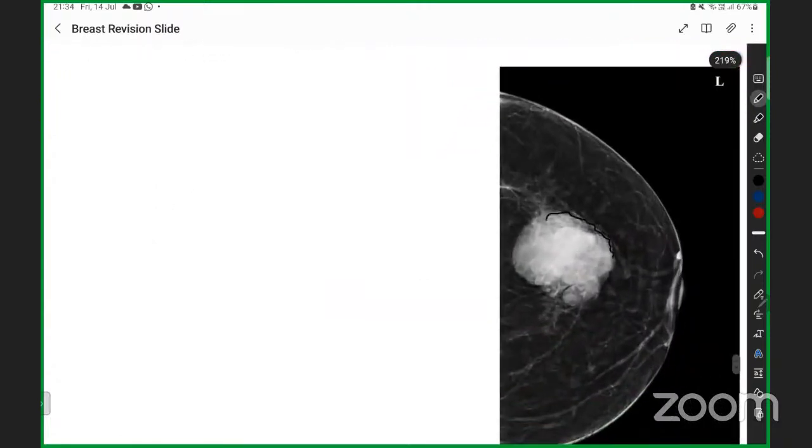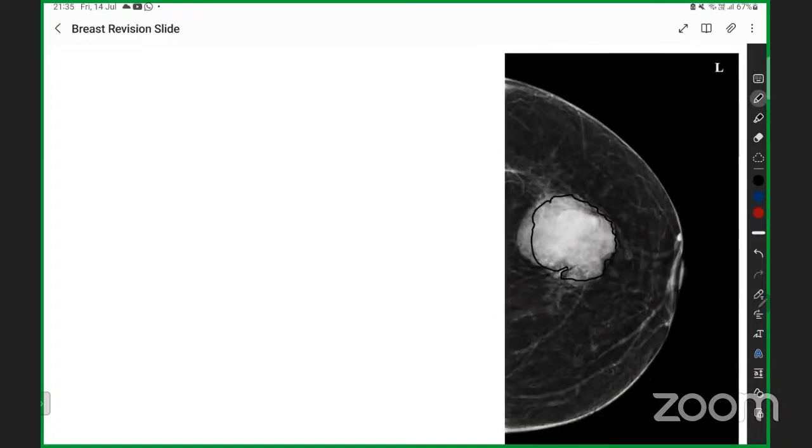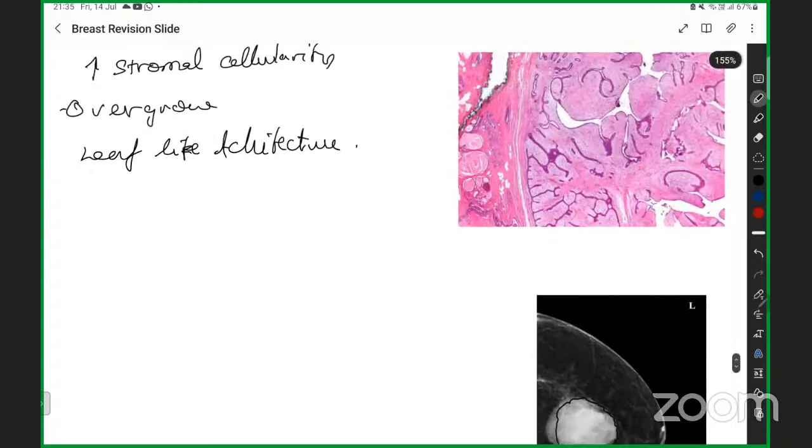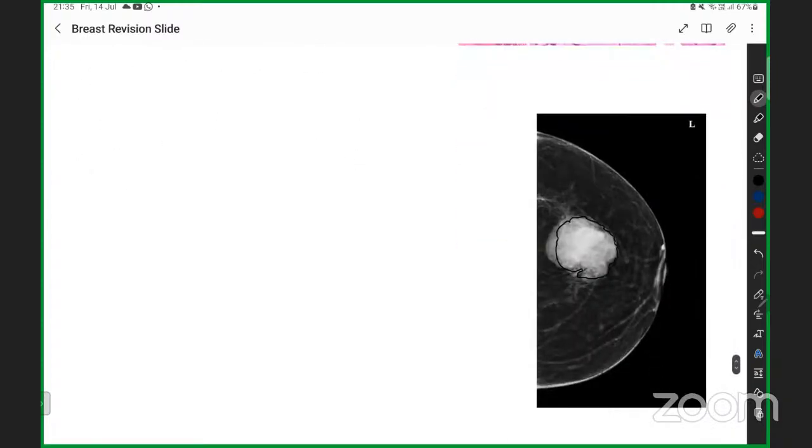Now, coming towards the investigation, can you see here? Your phylloid tumor looks like this. In a mammogram like this, you then want to confirm whether it is malignant or not. Depending upon the malignancy, you can decide whether to go for surgery or not. So how is this phylloid tumor? I'll give you the features.